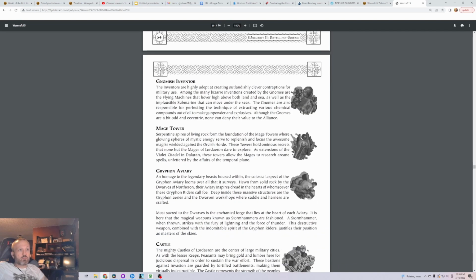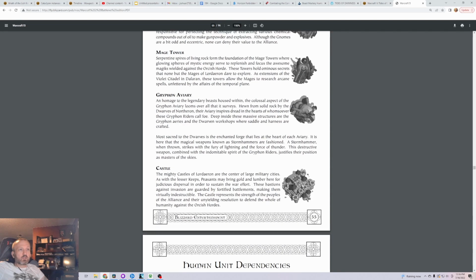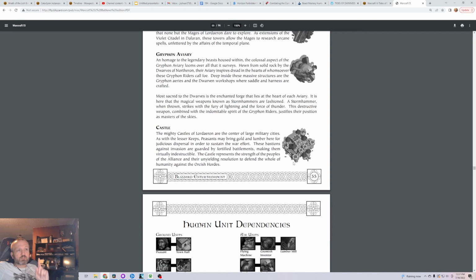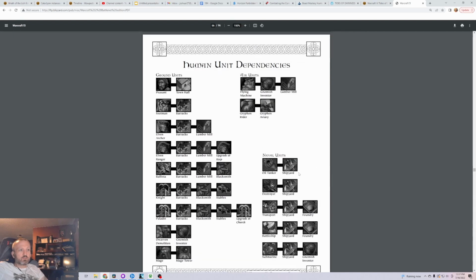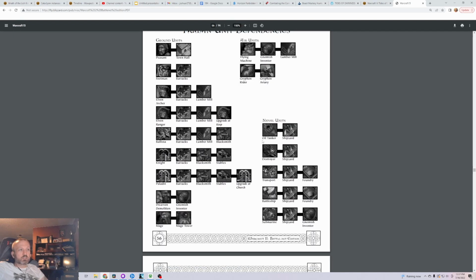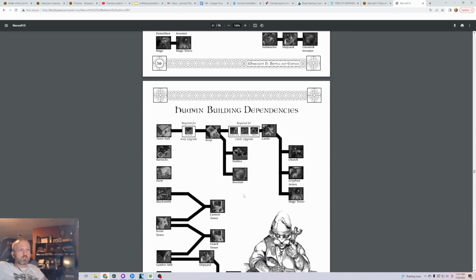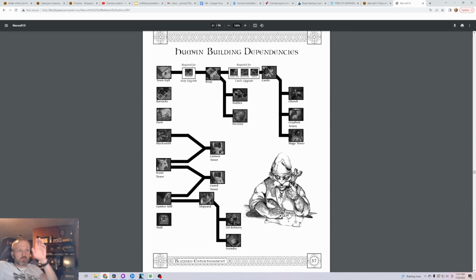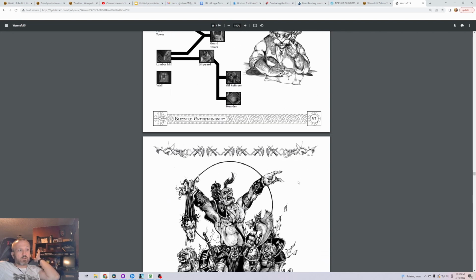But now you can also have gnomish inventors, mage towers, that's from before, aviaries for the griffins, and your keeps can be upgraded even further to a castle. So that ability to upgrade your town hall is cool. I used to love these charts that tell you how you get each thing, what you need to build the different things, because that was also just something you had to kind of learn in the last game.